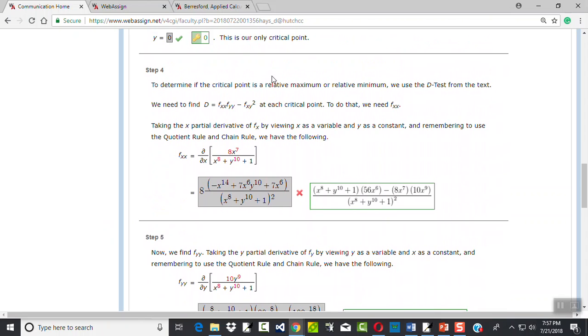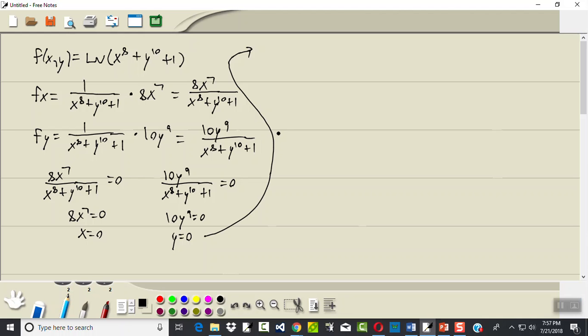Step 4, what do they want us to do here? Determine if there's a relative max or relative min. We use a D-test from the text. Okay, so we need to find this right here. So we need second partials. Okay, so here's our fx, here's our fy.